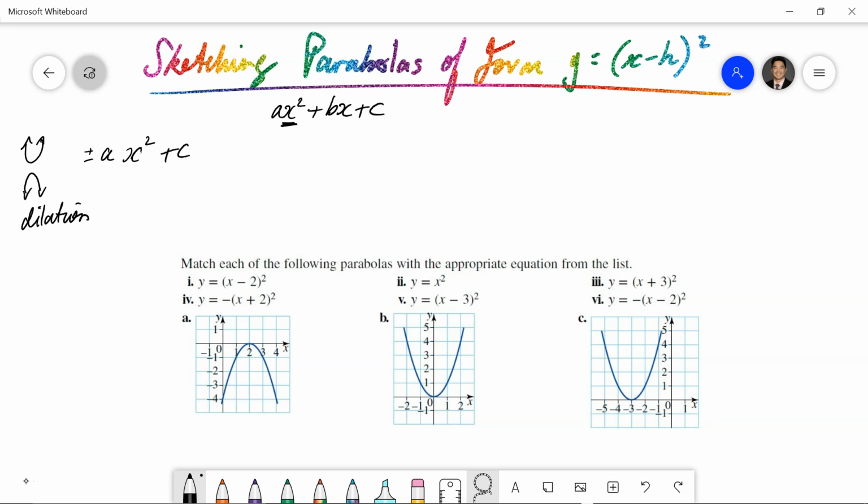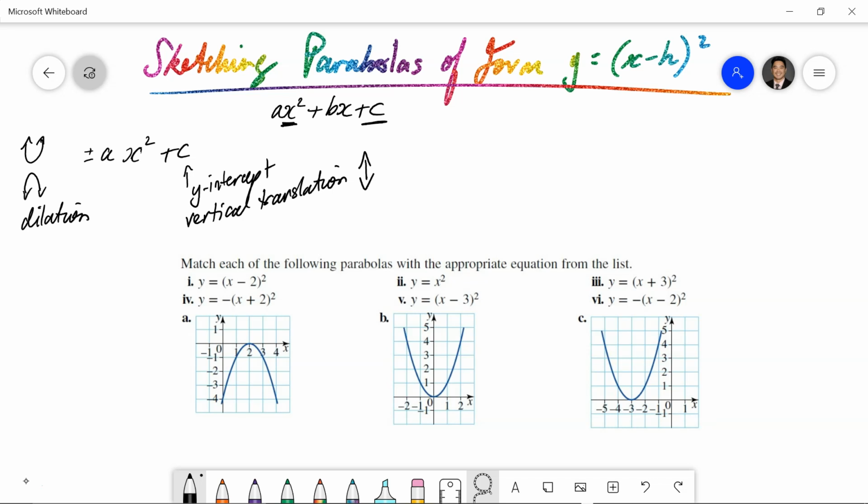And then we introduced the constant, our c value, which is our y-intercept. It could be our y-intercept as one option, but it is probably better known as our vertical translation, which direction it goes, up or down.